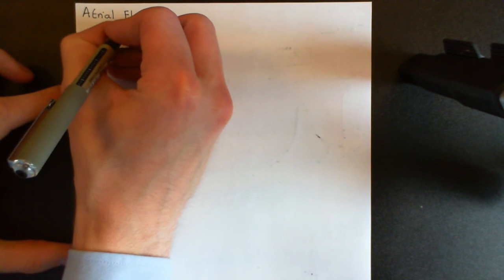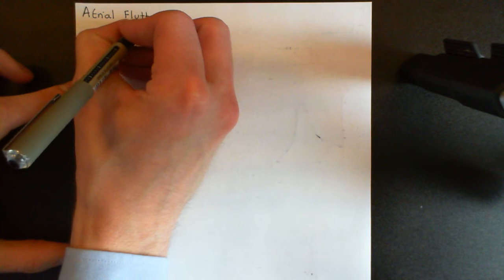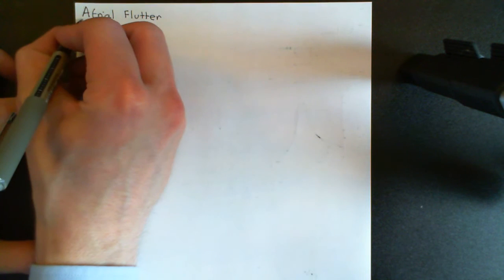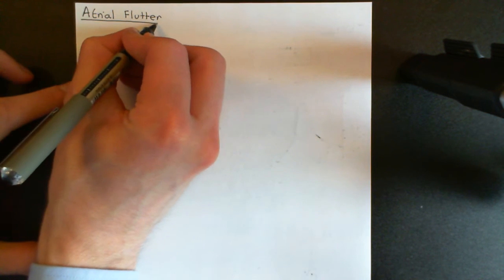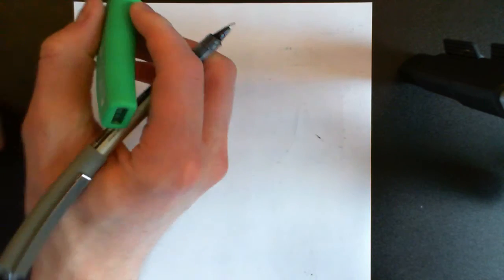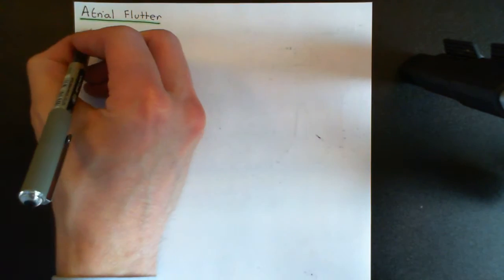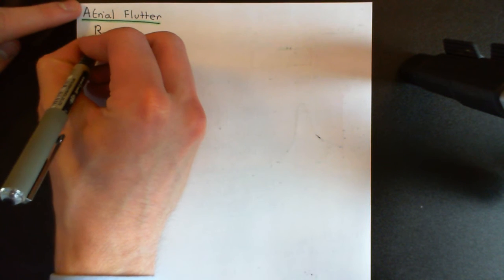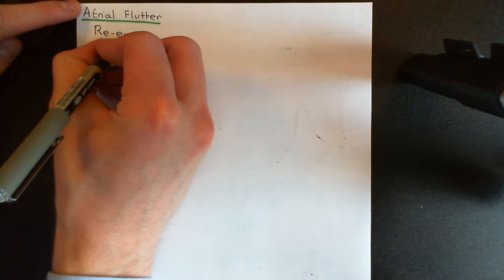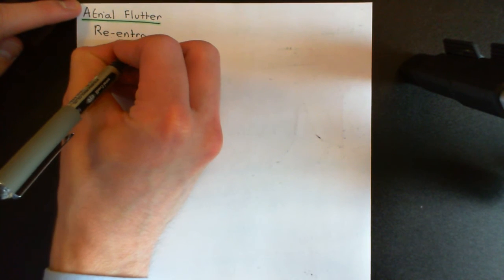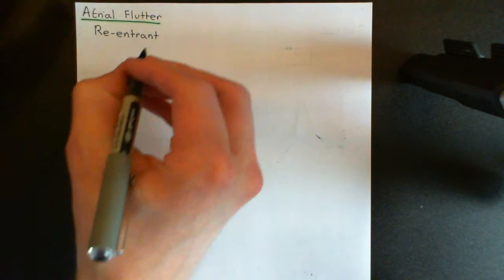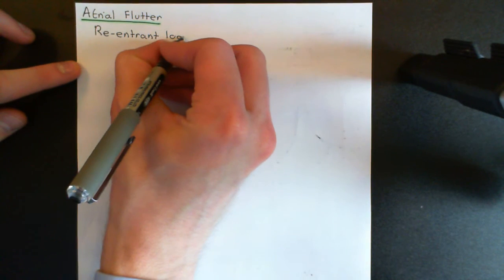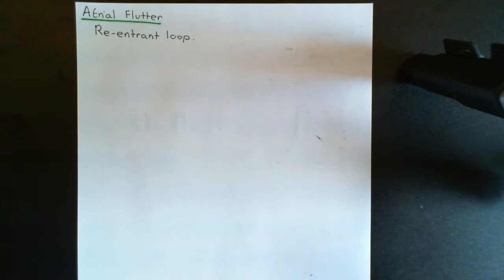Atrial flutter is produced by yet another new mechanism. So we're going to have a look at another new mechanism by which arrhythmias can arise, namely the concept of a reentrant loop. This is the first thing I need to explain to you. What is meant by a reentrant loop? Because this is what's going to drive atrial flutter, and indeed also it's going to be a major driver of atrial fibrillation as well.